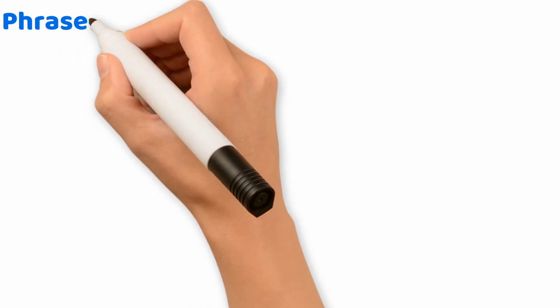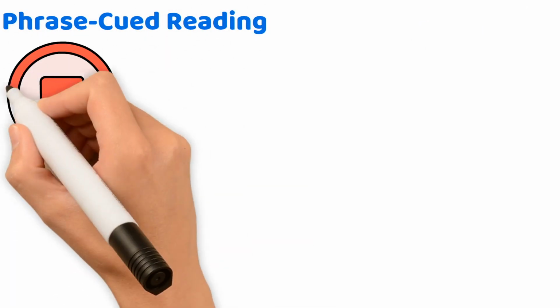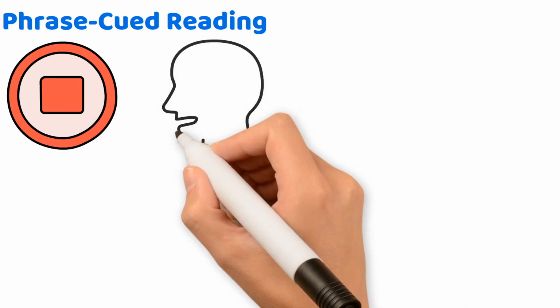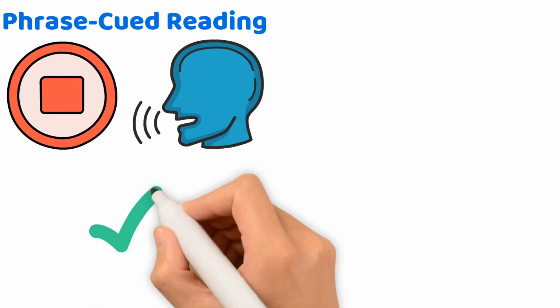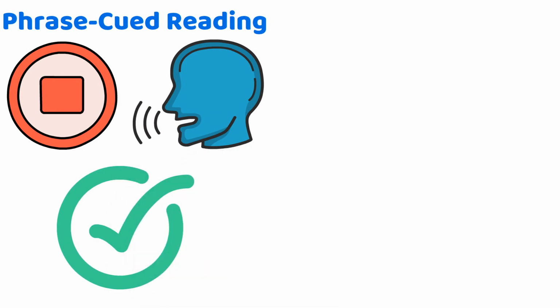For prosody, try phrase-cued reading. Marking the text with slashes for pauses can guide students on where to take breaths and how to phrase their reading, which is especially helpful for those struggling with expression.